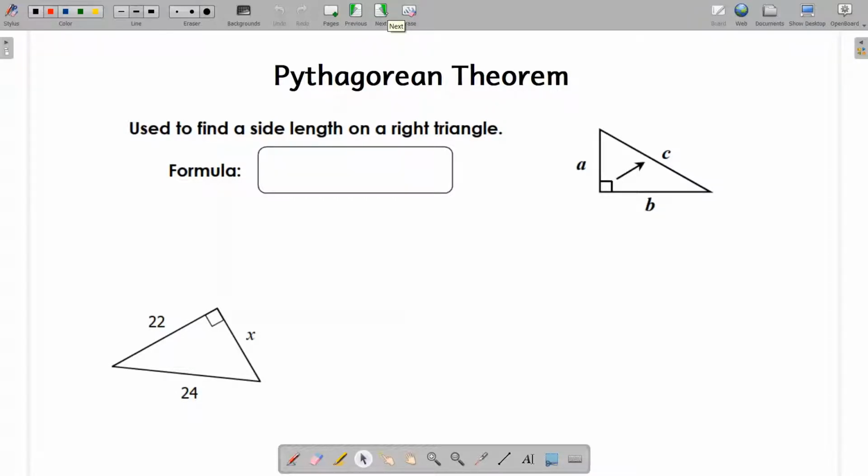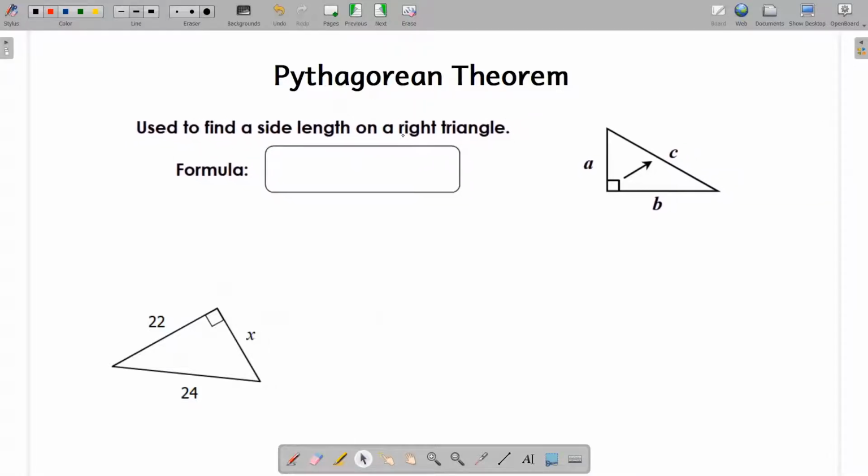Now remember, this is used to find a missing side length of a right triangle. If it's not a right triangle, it cannot be used. So the formula here is a squared plus b squared is equal to c squared. So I'm sure that you know that. Remember that c is always the hypotenuse.